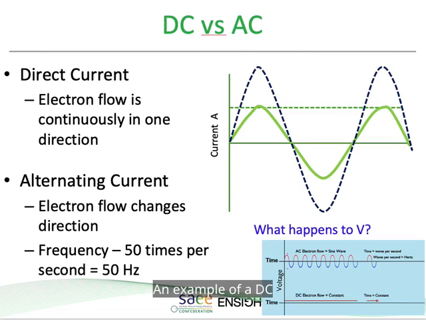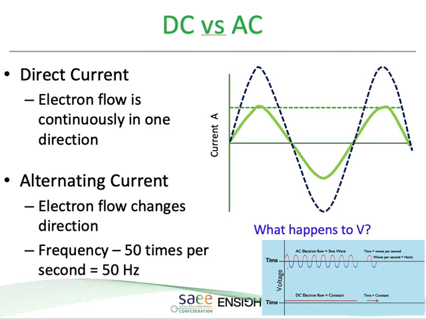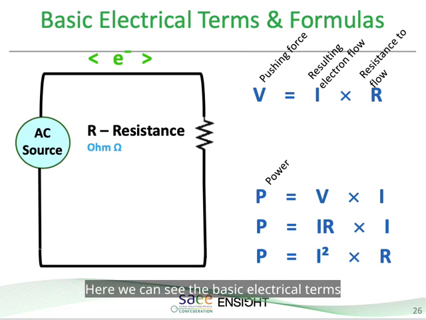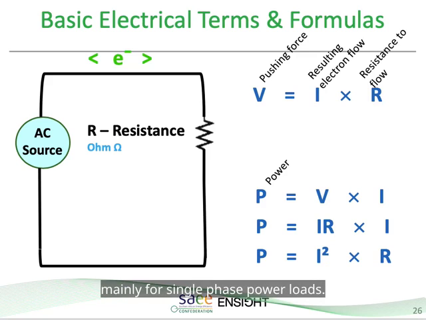An example of a DC piece of equipment is an LED light or a flashlight, for example. Alternating current is usually electrical motors. Here we can see the basic electrical terms and formulas, where R is resistance measured in ohms. V is voltage, it's the pushing force. I, amperage, is the resulting electron flow, and R is the resistance to flow measured in ohms. The below equations can be used mainly for single-phase power loads.